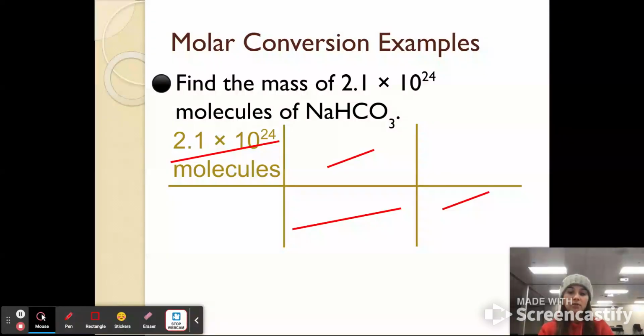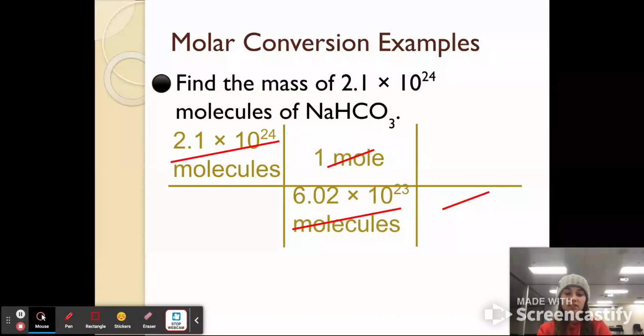If I'm going from molecules to moles first, based on this problem, do I need to put molecules at the bottom right now or at the top? The correct answer is the bottom. I want molecules at the bottom that equal 1 mole so that I can cancel out my molecules, right? So if you guys remember, 6.02 times 10 to the 23rd molecules is equal to 1 mole. So I can put 6.02 times 10 to the 23rd at the bottom, and I can put 1 mole at the top.